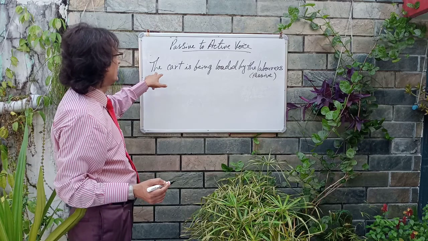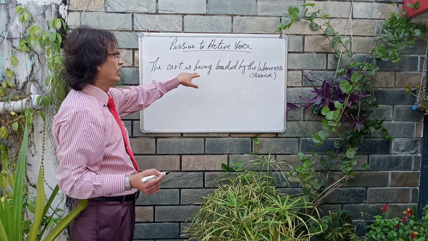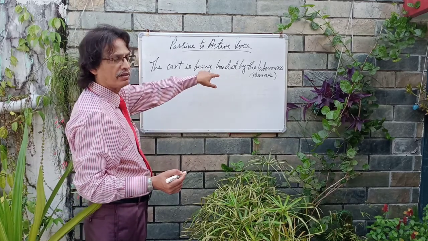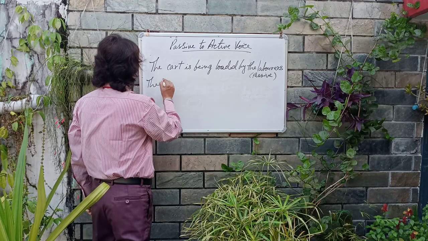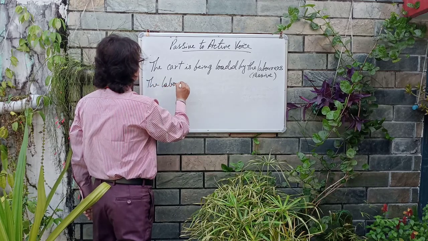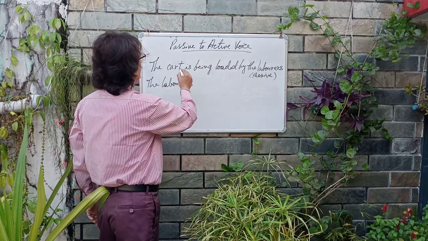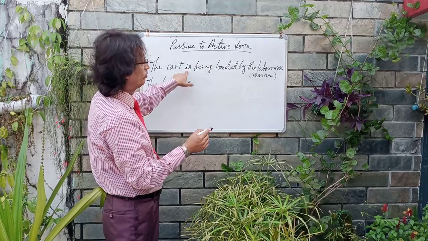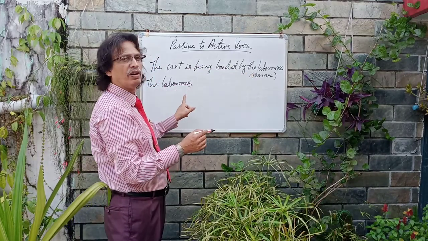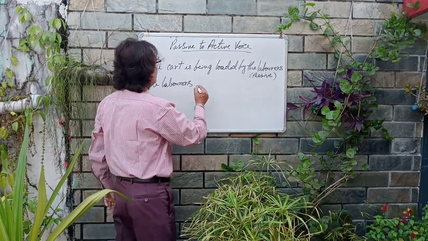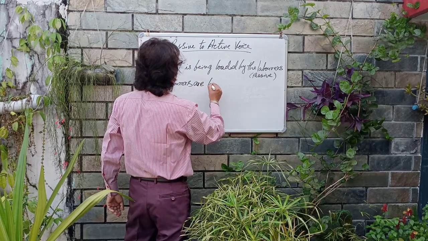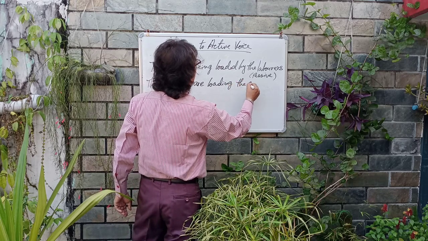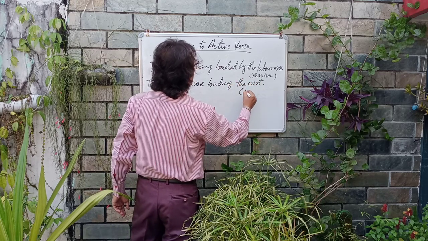Now the work is described. The cart is being loaded. So it is a passive form. Who are the agents? The laborers. So we will take the laborers as the subject. It is present continuous. Since the cart is singular, the verb agreement is singular, but the laborers are plural, so agreement of verb with subject will be plural. The laborers are loading the cart. This is the active form.